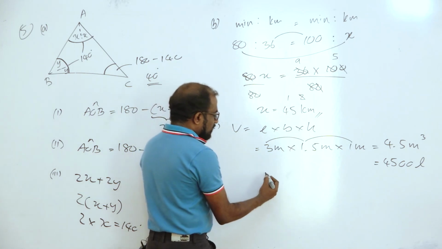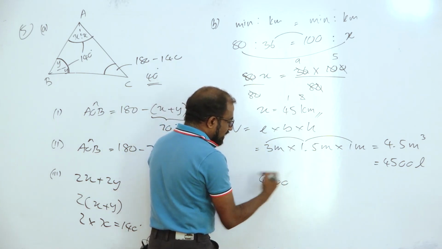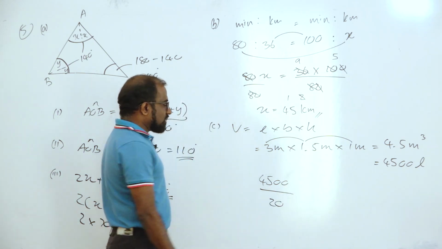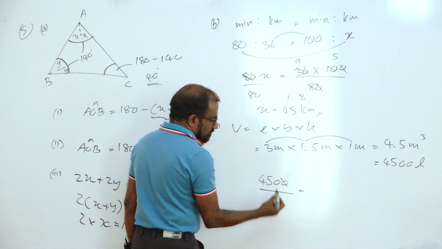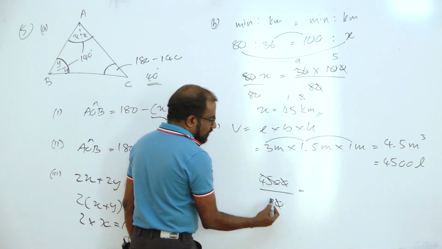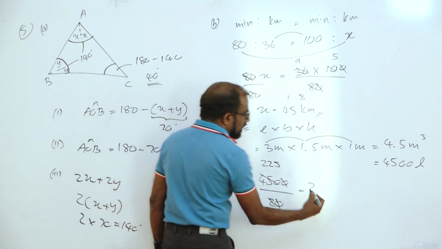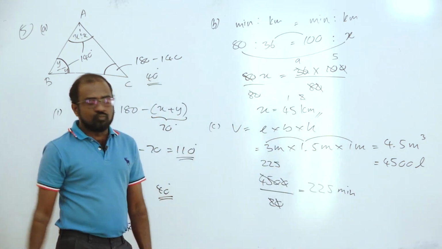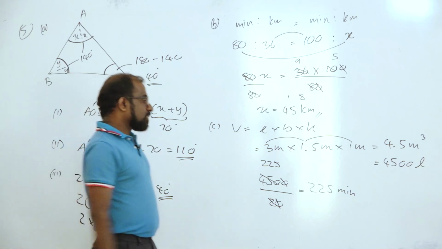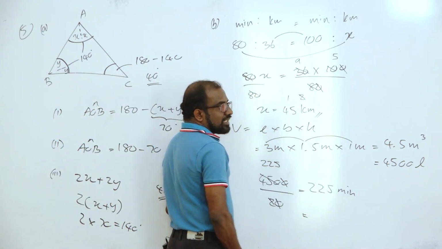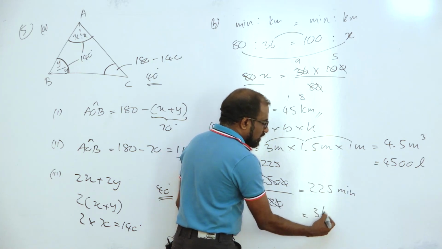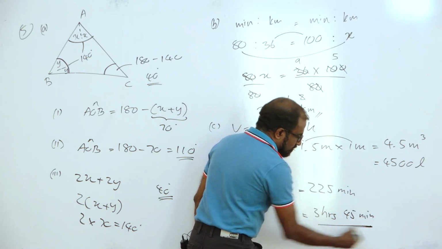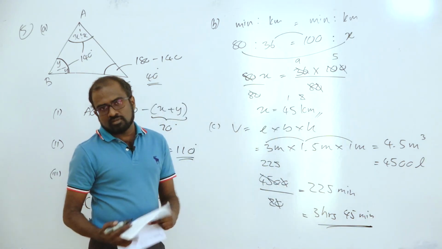Now what shall we do? To fill the tank you need 4500 liters. In 1 minute 20 liters come to the tank. How much time will it take? Divide by 10. 450 divided by 2 gives 225 minutes. It will take 225 minutes to fill the tank completely. Or better keep it in hours. 225 is 3 hours, that is 180, and 45 minutes will remain. 3 hours, 45 minutes, right?